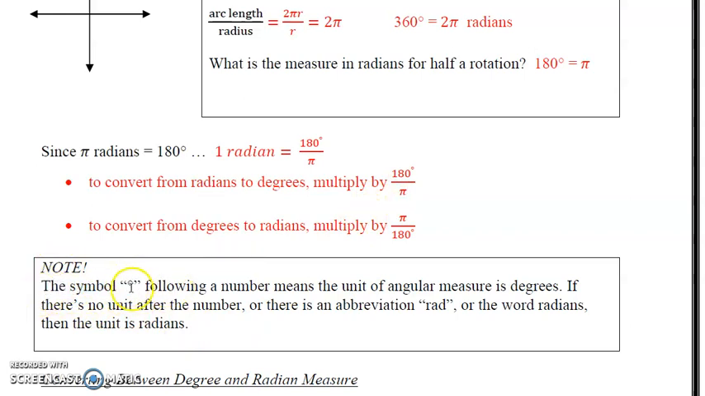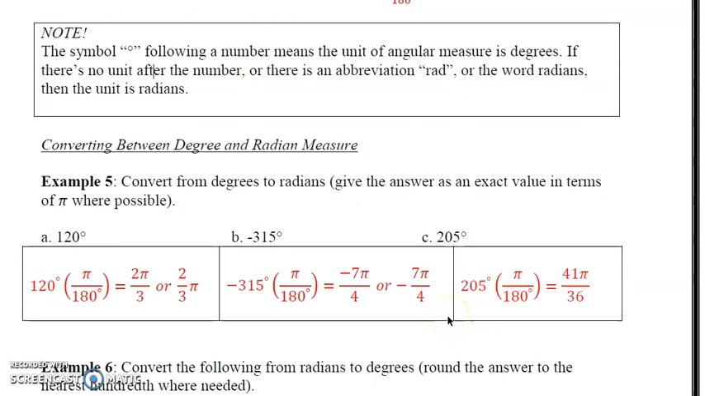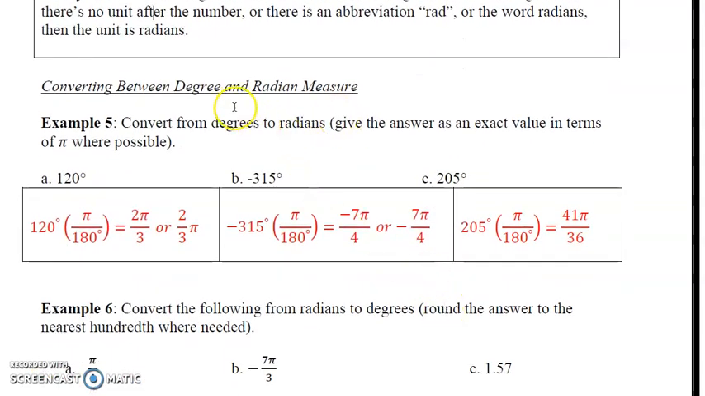So note the degree symbol. It looks like a little circle or a little o in the top right-hand corner, it's called a superscript. Following a number, it means that the unit of angular measure is degrees. If there are no units after the number, then we usually use the abbreviation RAD for radians, or it's in terms of pi. Okay? So let's convert between degrees and radians.